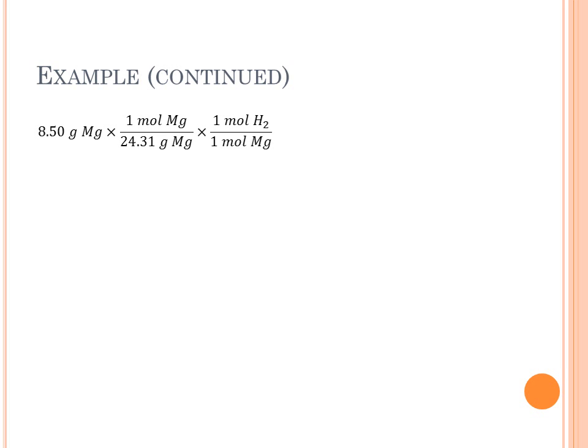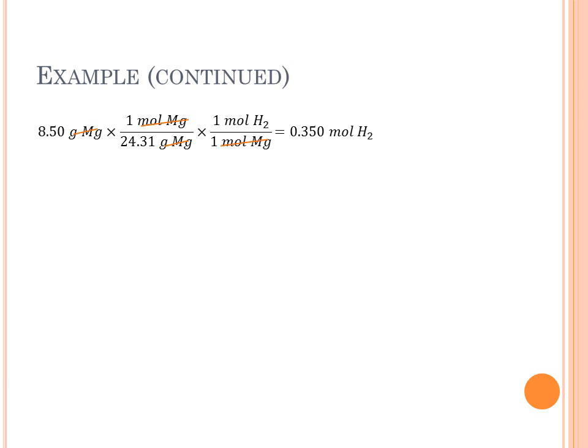So if we take 8.5 grams of magnesium, from the periodic table, 24.31 grams of magnesium per 1 mole, that gives us moles of magnesium. Since the stoichiometry on this reaction was 1 to 1, there's 1 mole of magnesium to 1 mole of hydrogen. And we find everything will cancel but moles of hydrogen, and we got 0.350 moles of hydrogen.